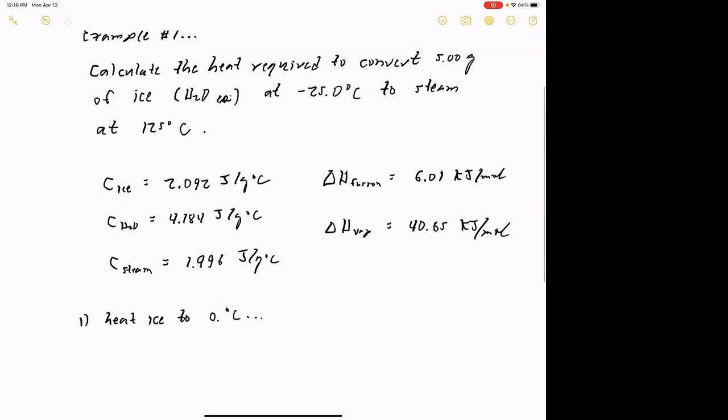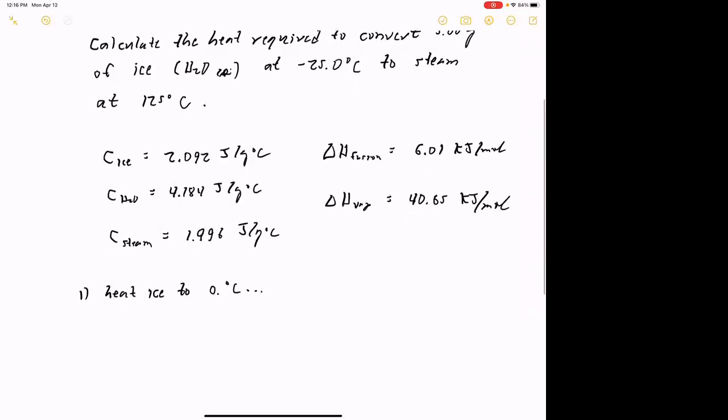You see that I give you a bunch of information here about the various substances. I give you some specific heat or heat capacity data here. Those are the specific heats of the 3 substances we have to think about: ice, liquid water, and steam. And then I also give you some enthalpies associated with the phase changes. The delta H of fusion there is the amount of heat I have to put into 1 mole of ice to convert it to 1 mole of liquid water.